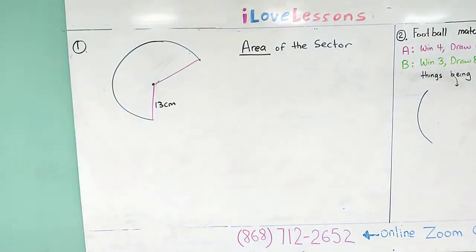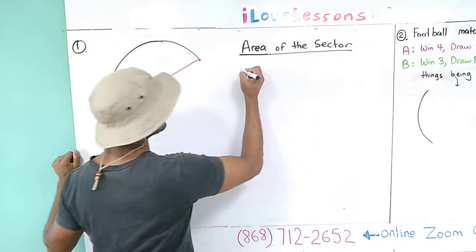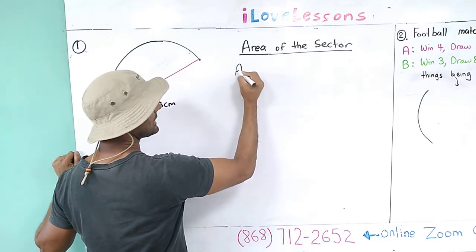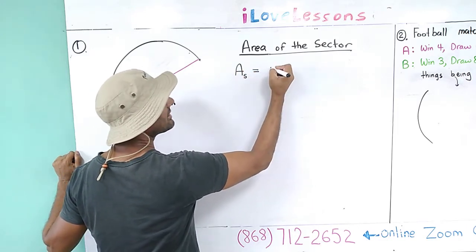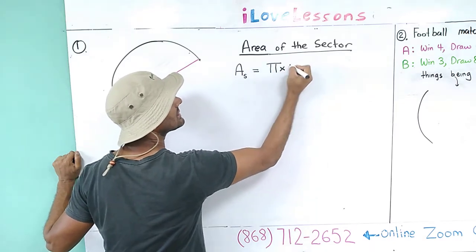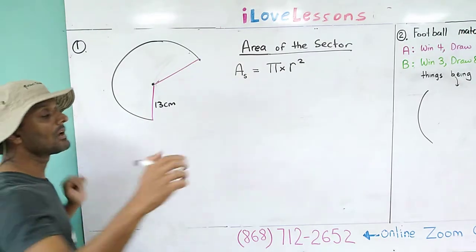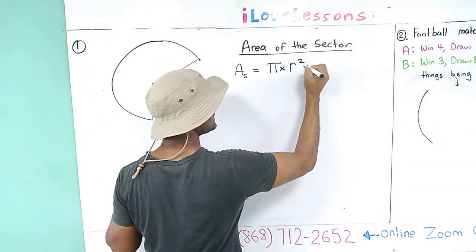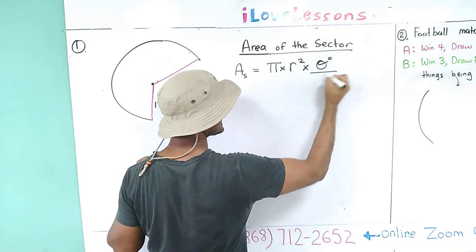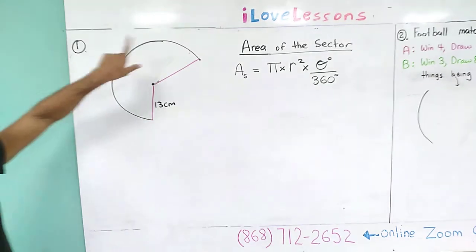Let us adjust the formula for the area of a sector. The area of a sector. The area of a full circle is pi multiplied by radius squared, but that's for a full circle. When it's a sector, you have to multiply by theta. I'll explain what theta is just now. And you divide it by 360 degrees, because a circle has 360.